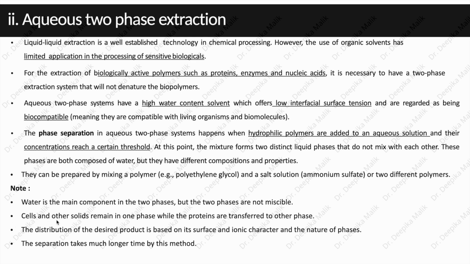Cells and other solids remain in one phase while the proteins are transferred to the other phase. The distribution of the desired product is based on its surface and ionic character and the nature of phases, and the separation takes much longer time by this method as compared to liquid-liquid extraction. Now to make you understand this process better, let's see the diagram on the next page.